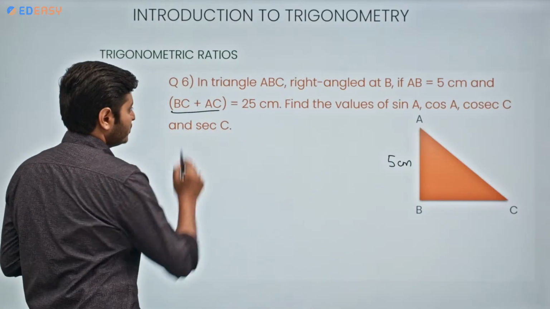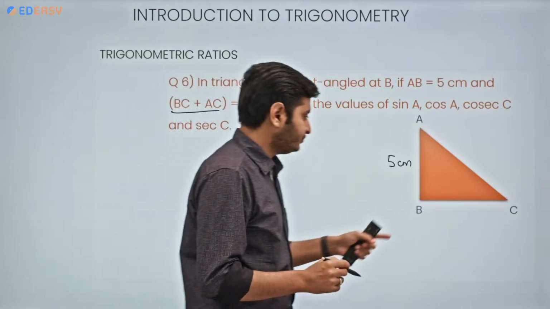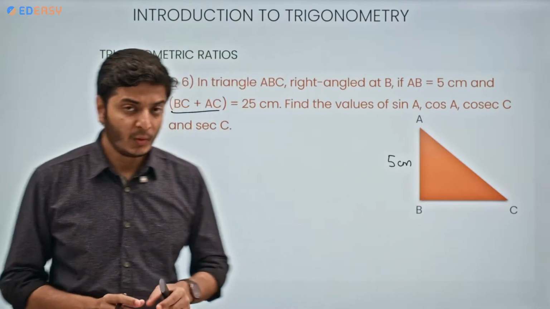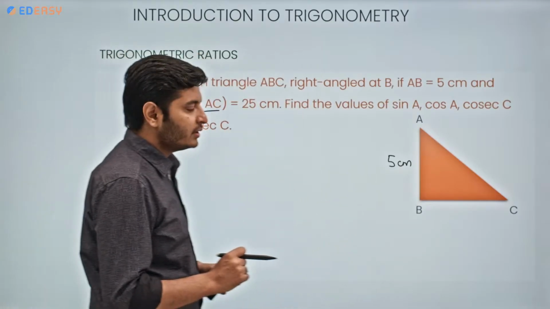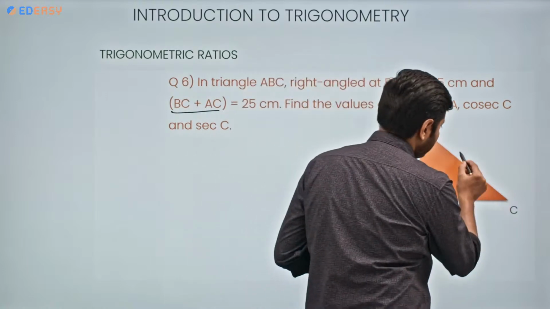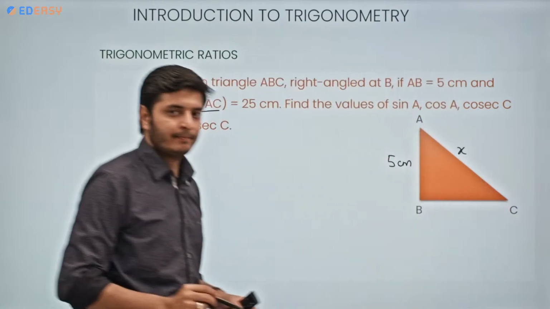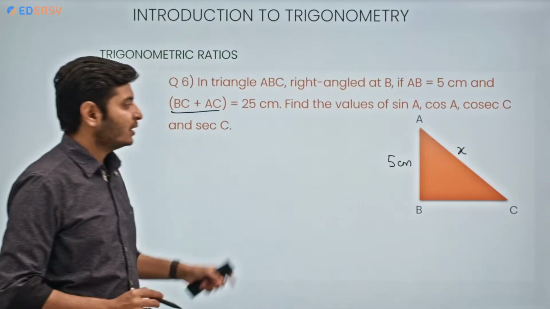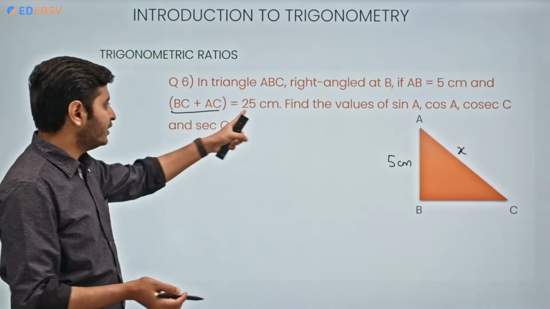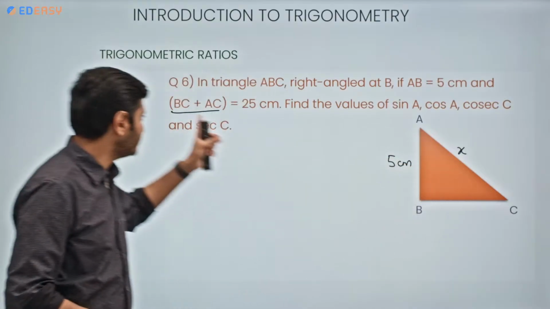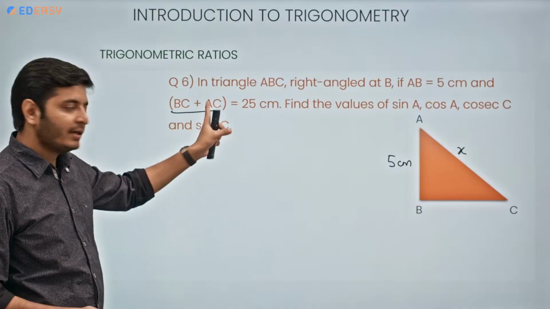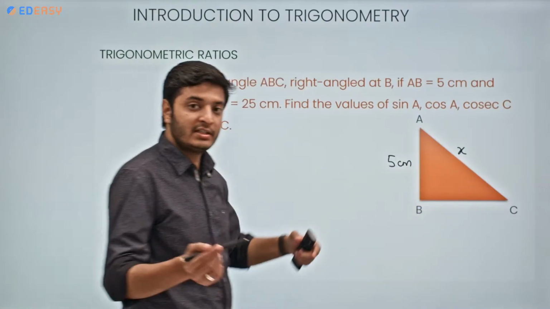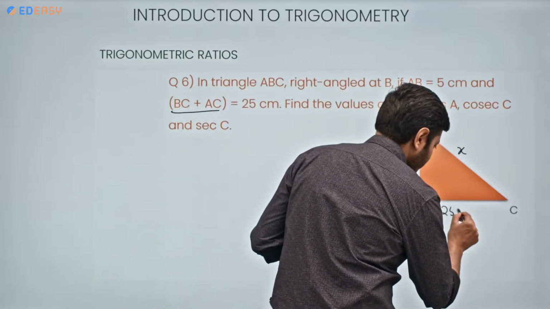The length that is given to us is BC plus AC. Not of BC, not of AC, but their sum. What to do now? Okay, do one thing. Let's consider the length of AC to be x. Then what is the length of BC? From this equation, BC would be 25 minus AC. AC we are considering as x. So the length of BC will become 25 minus x.